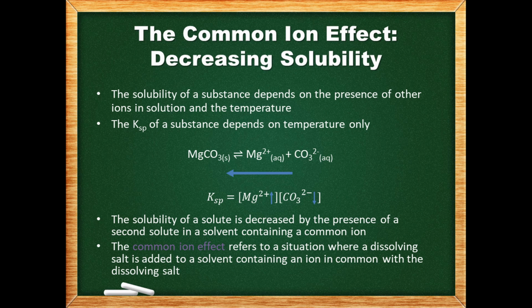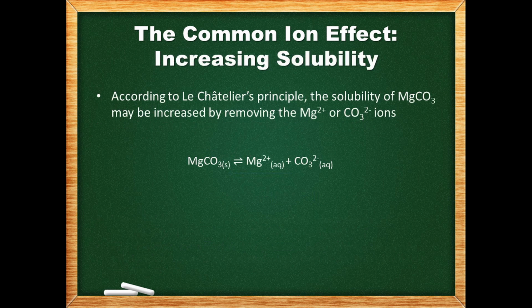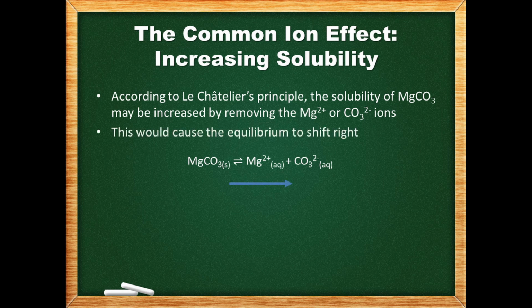This is known as the common ion effect, which refers to a situation where a dissolving salt is added to a solvent containing an ion in common with a dissolving salt. According to Le Chatelier's principle, the solubility of magnesium carbonate may be increased by removing the magnesium or carbonate ions. This would cause the equilibrium to shift right, increasing the solubility of the solute.